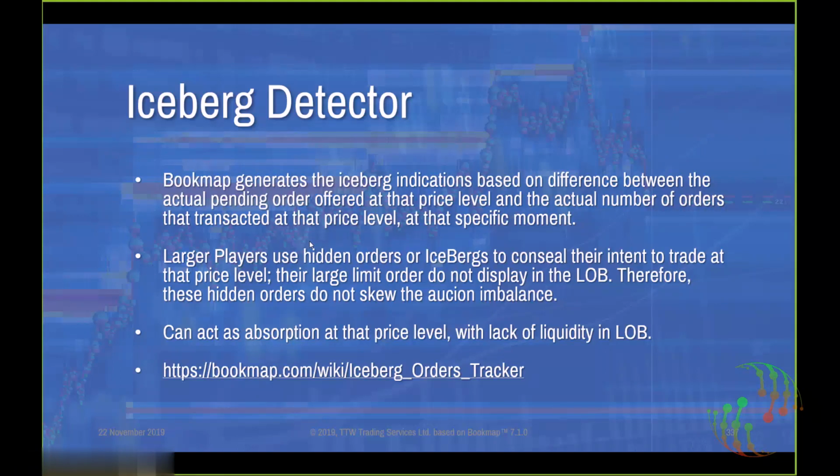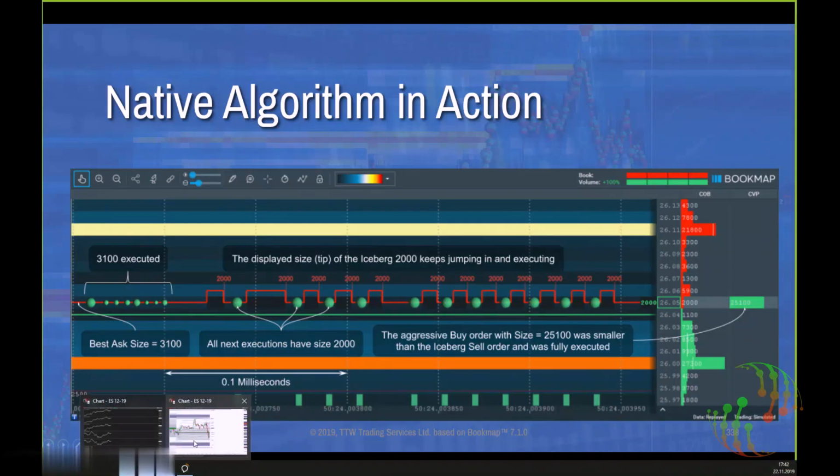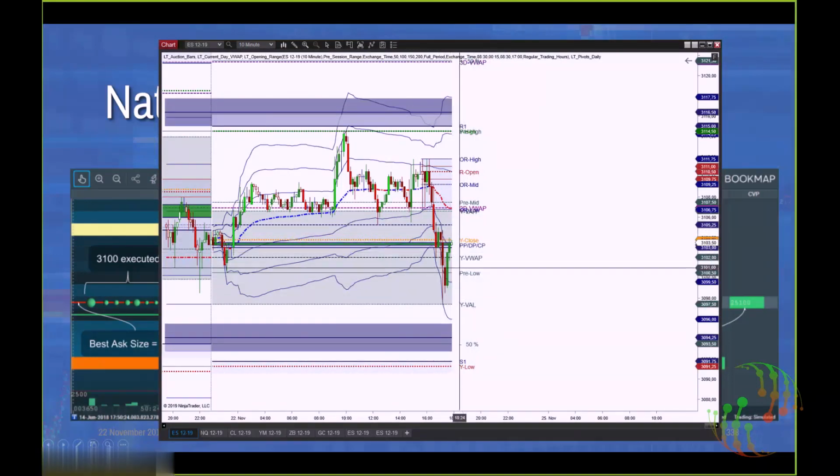Absolutely important to know. We should keep this always in our mind. They can act as absorption at that price level with a lack of liquidity in the limit order book. So you see they are hitting constantly, or the price. This is hidden. You can't see that on any of those or similar charts. It's impossible.